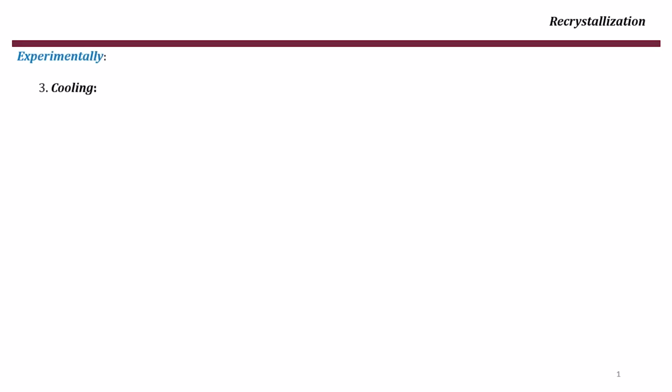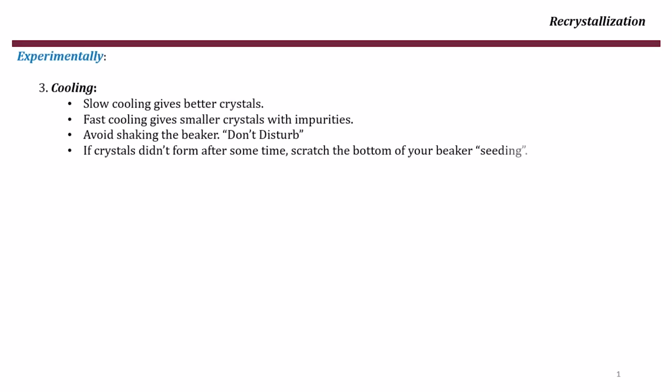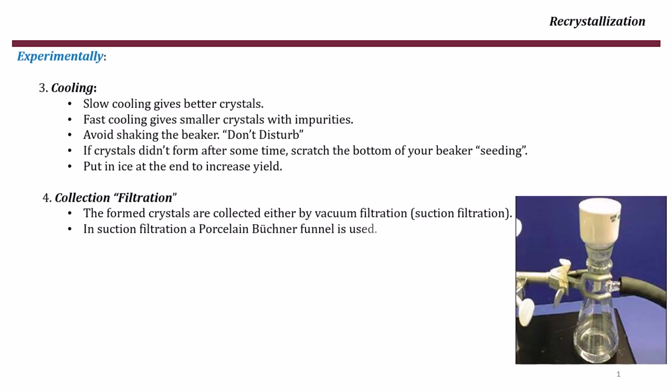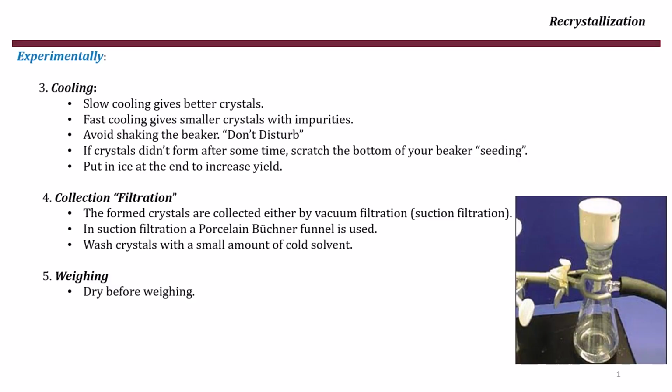The third step is cooling. Slow cooling produces large and pure crystals, while fast cooling produces small crystals that trap impurities. If crystals do not appear, you can scratch the inside of the beaker to seed crystal formation. At the very end, place the solution in an ice bath to maximize yield. The fourth step is collection. Collect the crystals using vacuum filtration with a Buchner funnel. Wash the crystals with a small amount of cold solvent to remove any remaining impurities.